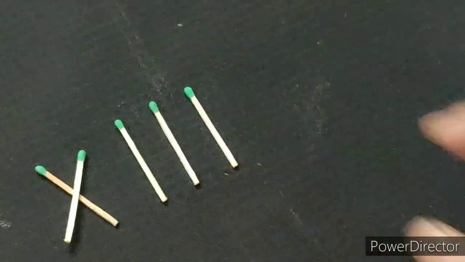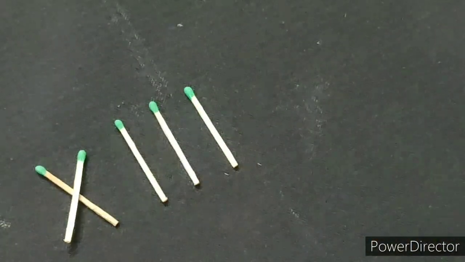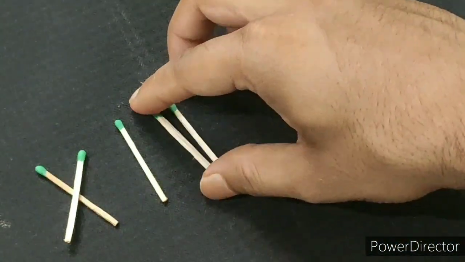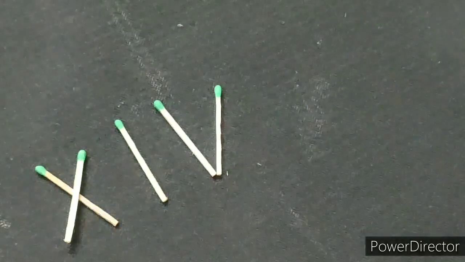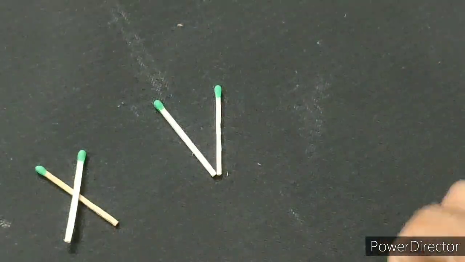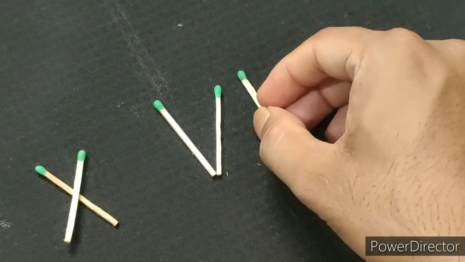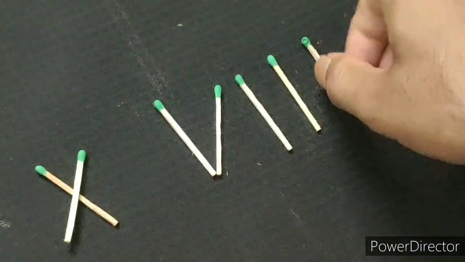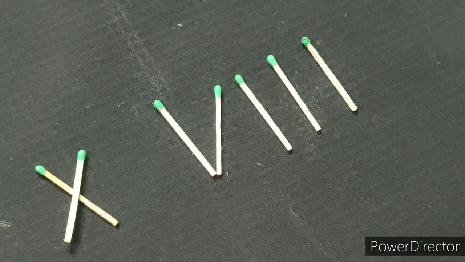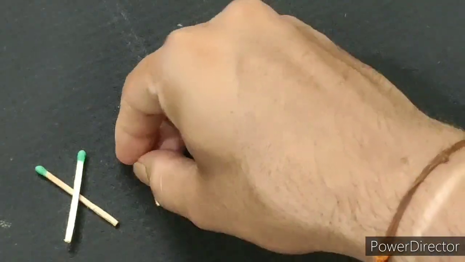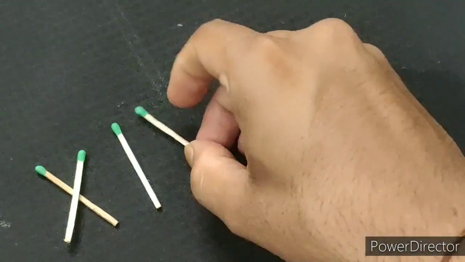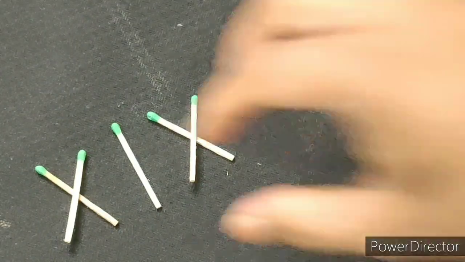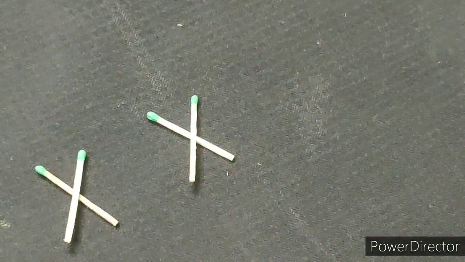after that 13. Again we can't repeat this more than 3 times, so we will write 14, 15, 16, 17, 18. Again we can't repeat. Then what will come? Yes, 19, 20.